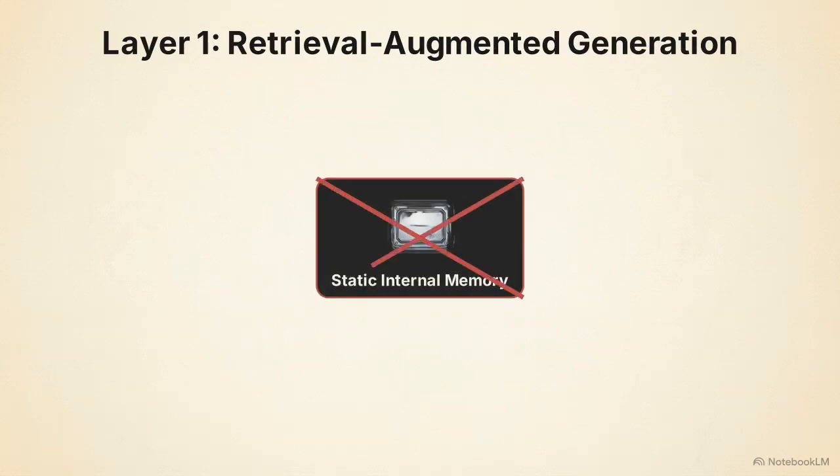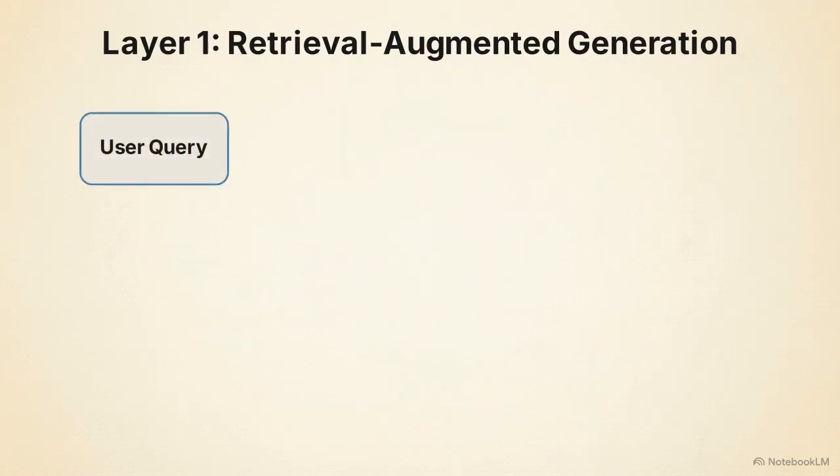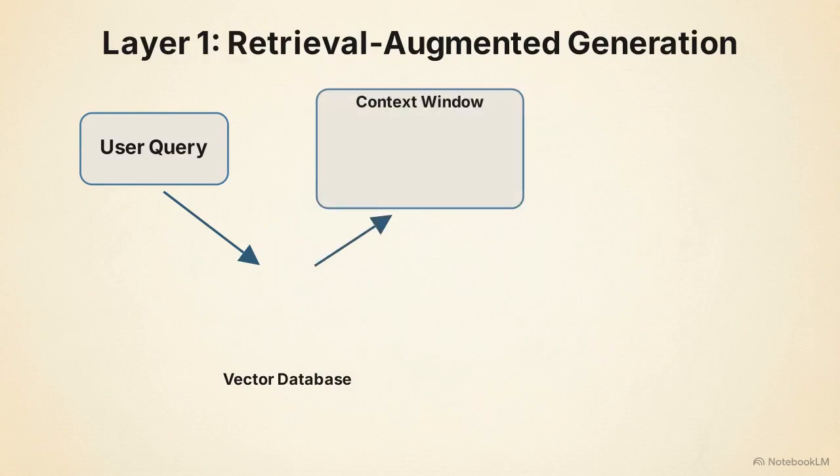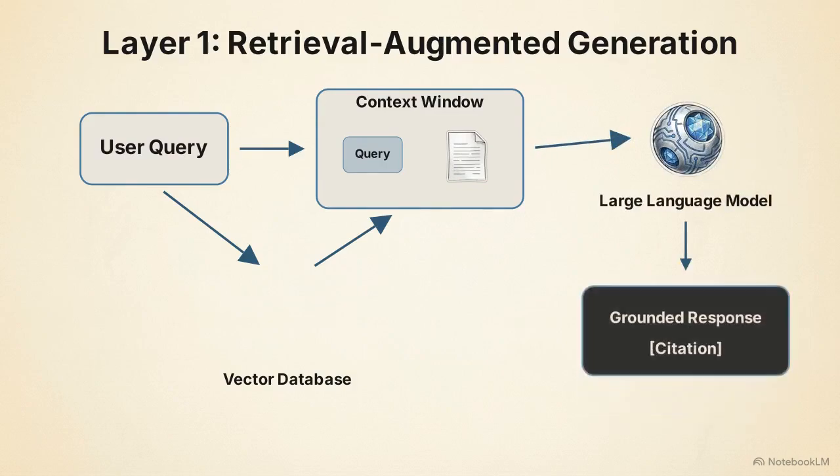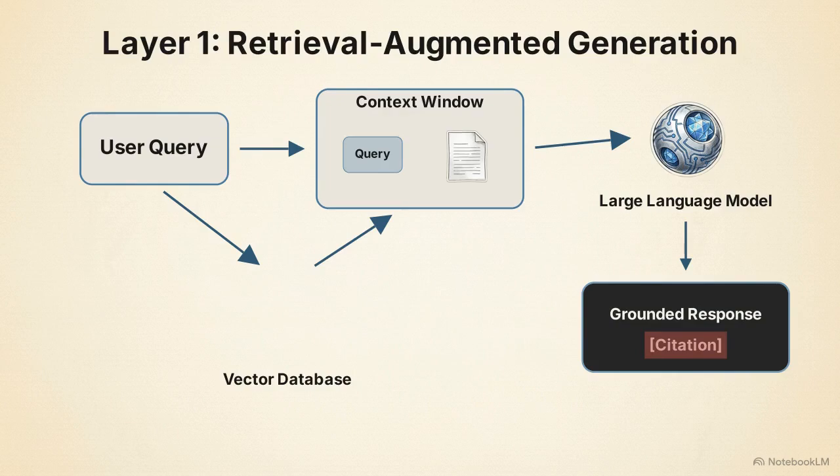We start with Layer 1, shown in this flowchart, Retrieval Augmented Generation, or RAG. This stops the model from answering queries using only its static internal memory. Instead, when a user submits a query, the system first routes that request to a vector database containing your verified external knowledge. It retrieves the factual data and places it into the context window before generation begins. You can then mandate that the model provide word-for-word citations from that specific retrieved text to substantiate every factual claim it makes.